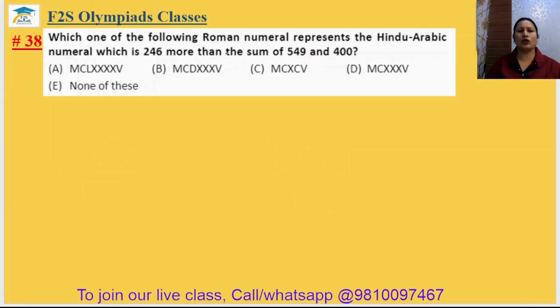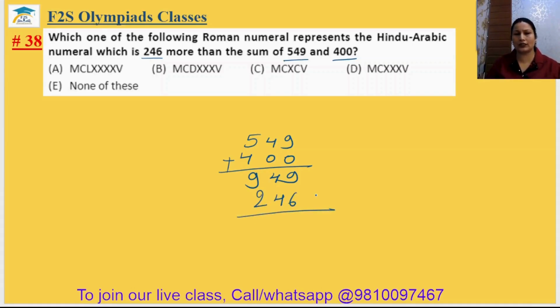38. Which one of the following Roman numerals represents the Hindu-Arabic numeral which is 246 more than the sum of 549 and 400? So first find the sum of 549 and 400. So it is 949. Now 246 more. So again we have to add 246. 9 plus 6, 15, carry 1, 4 plus 4, 8 plus 1, 9, 9 plus 2, 11.